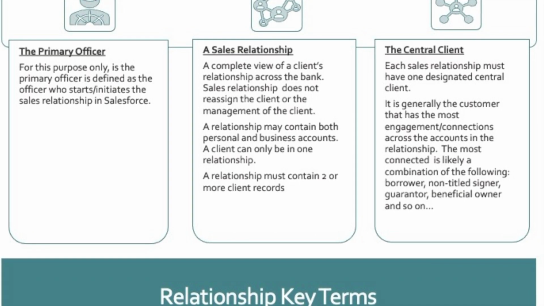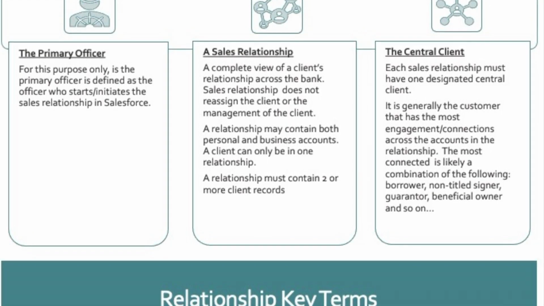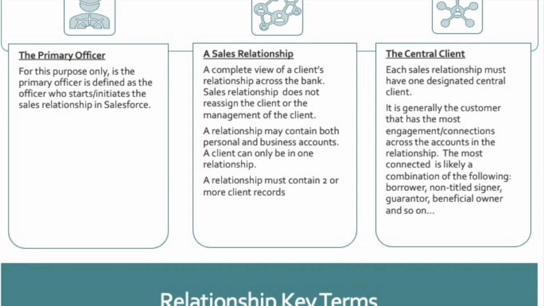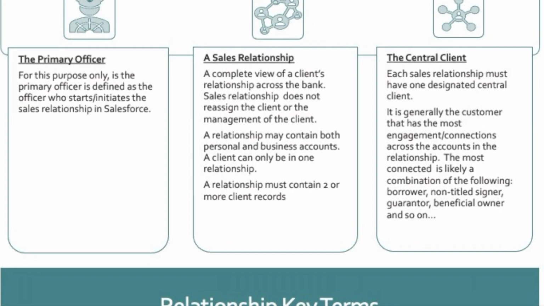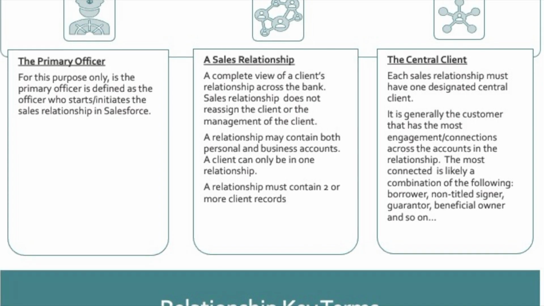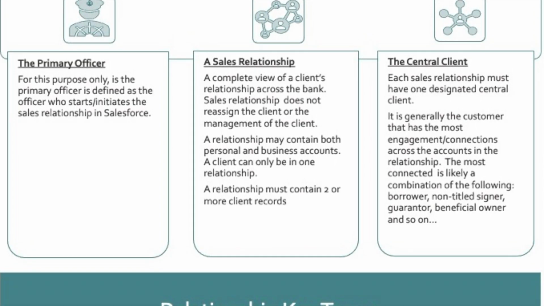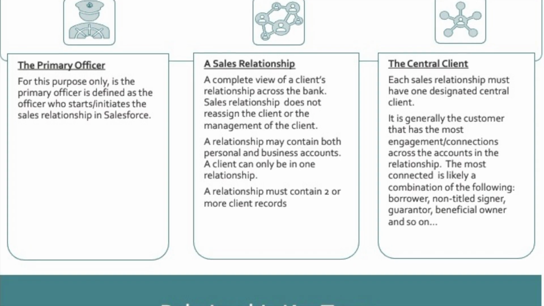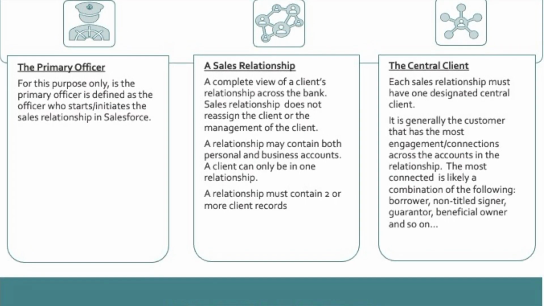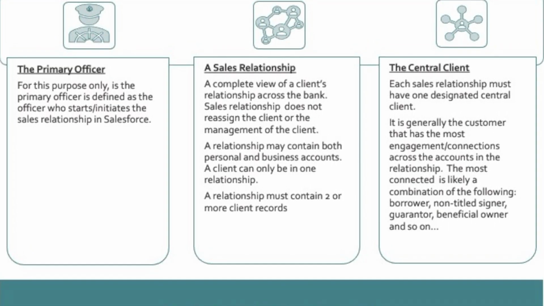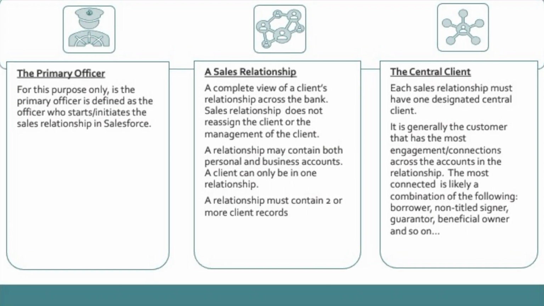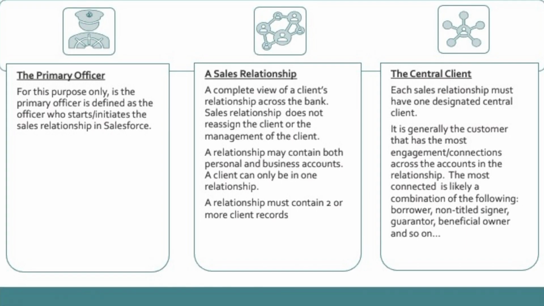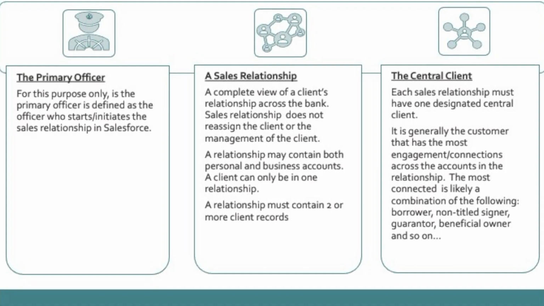A client record can only be in one relationship, and a relationship must contain two or more client records. Last, the central client. Each sales relationship must have one designated central client. It is generally the customer that has the most engagement and connections across the accounts in the relationship. The most connected is likely a combination of the following: a borrower, non-titled signer, guarantor, beneficial owner, and so on.